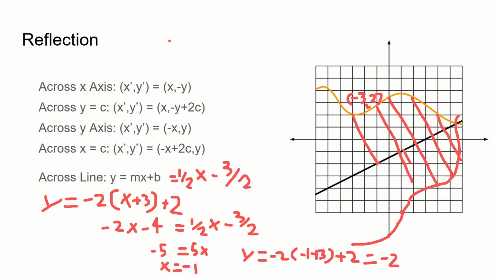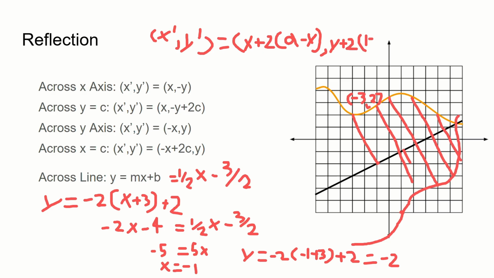So it would be x, y is equal to this original x point plus 2 times the distance traveled. So (a, b) will be the value of intersection, so a minus x. And y is just y plus 2 times b minus y.